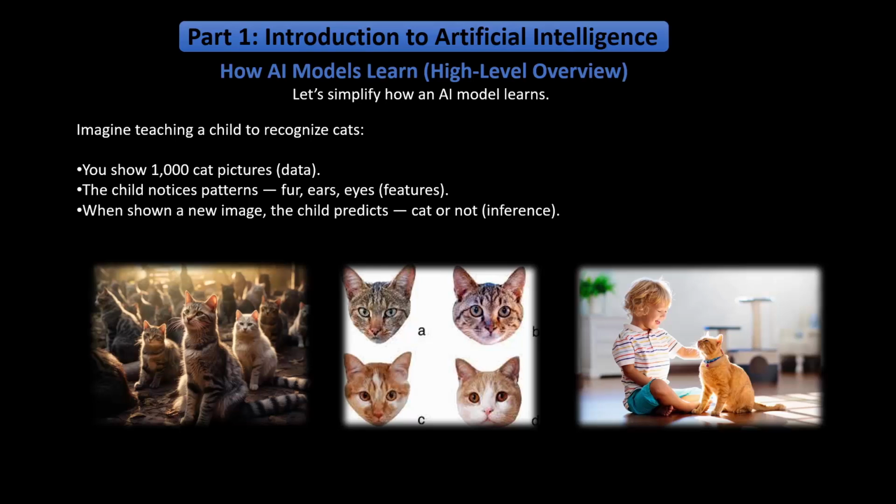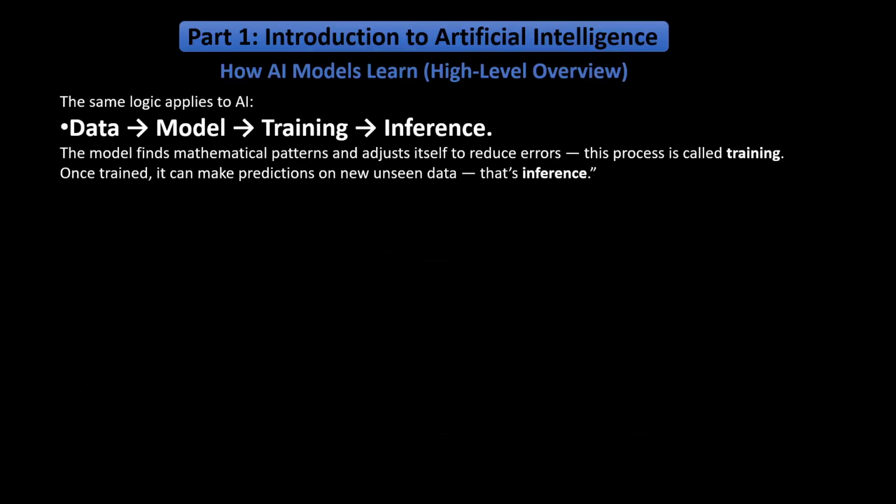So the child will automatically predict whether it is a cat or not a cat. That is called inference. Why? Because the child already has a lot of information based on the past 1000 images, because you have shown 1000 images to the child and the child has memorized or learned everything from those images, and now if you show a new image, the child will automatically decide or predict whether it is a cat or not a cat. The same logic applies to AI. We will cover this part in more detail in machine learning: what is data, different types of data, how you can train a model, inference, evaluation. But let's understand how an AI model works.